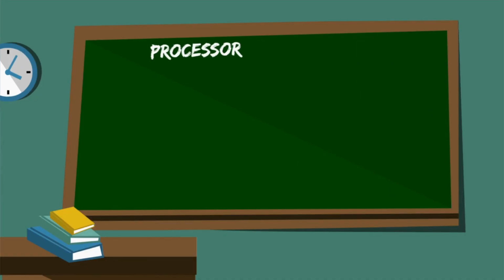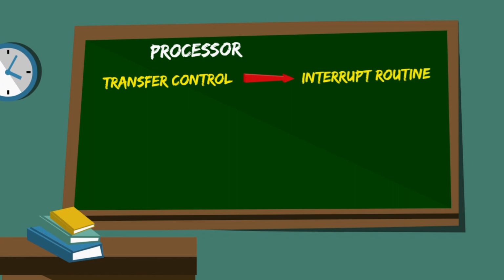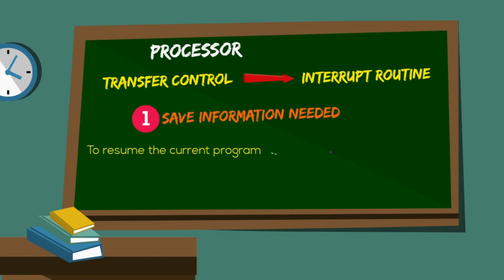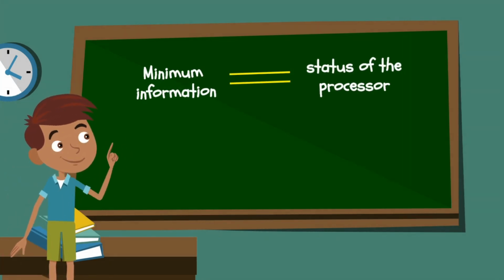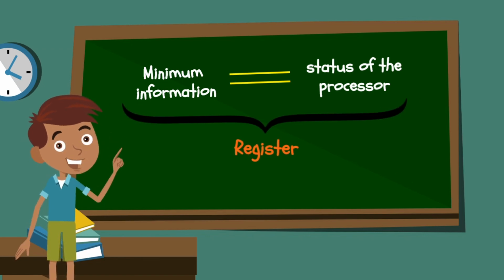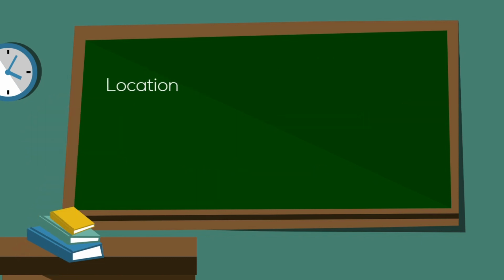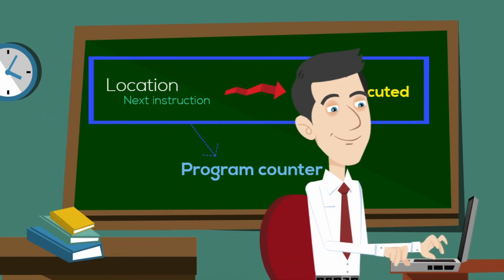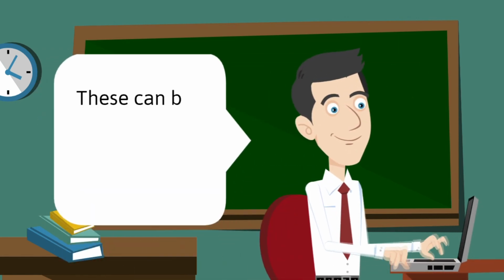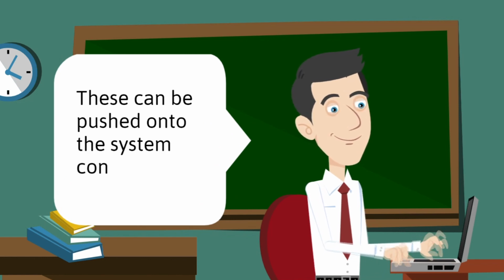The processor now needs to prepare to transfer control to the interrupt routine. To begin, it needs to save information needed to resume the current program at the point of interrupt. The minimum information required is the status of the processor, which is contained in a register called the program status word (PSW), and the location of the next instruction to be executed, which is contained in the program counter. This can be pushed onto the system control stack.